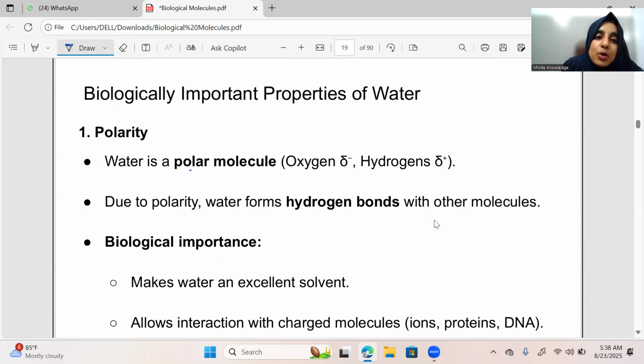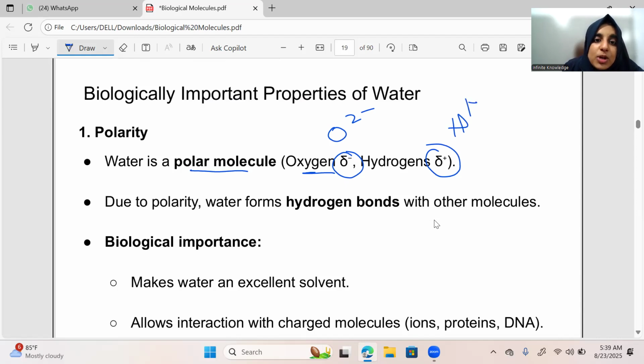Okay, water is a polar molecule. Now, what do you mean by polar molecule? It basically has got poles. Okay, what is the negative pole? Oxygen is the negative pole and hydrogen is the positive pole. Okay, why? Because oxygen is O2 negative and hydrogen is positive.